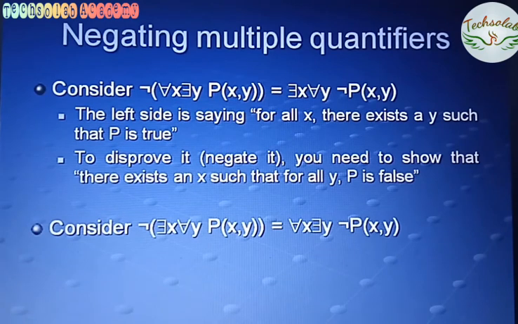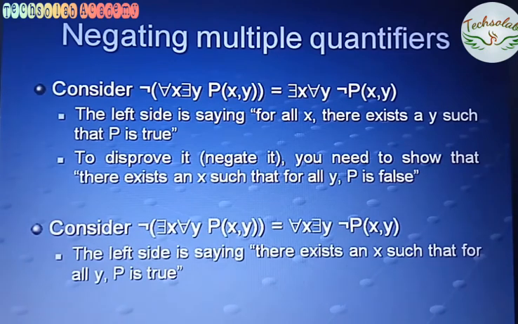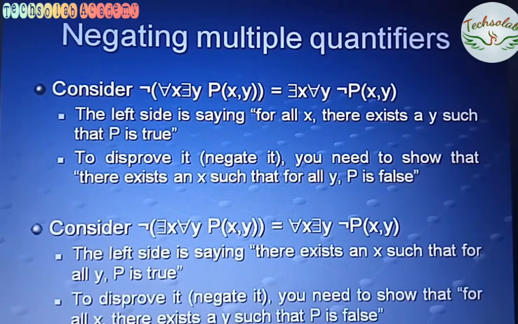Consider another statement: not there exists x for all y P(x, y), which is equal to for all x there exists y not P(x, y). The left side is saying there exists an x such that for all y, P is true. But to disprove it, you need to show that for all x there exists y such that P is false.